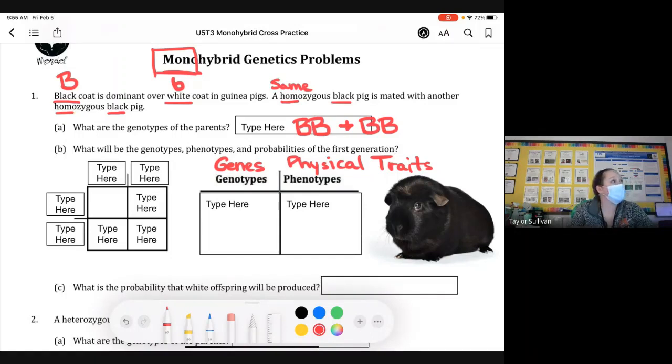So now we have to see, what would this do in a Punnett square? As in the video yesterday, we put one parent on the top, with their first allele here and their second allele here. So I'm putting the first parent's big B and their other big B because they're homozygous for black. Then our other parent has a big B and another big B. So now I'm set up to do my monohybrid cross.